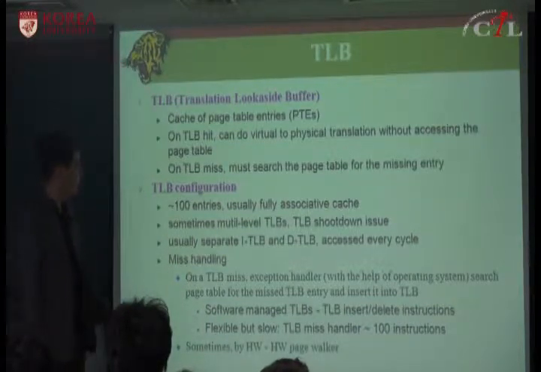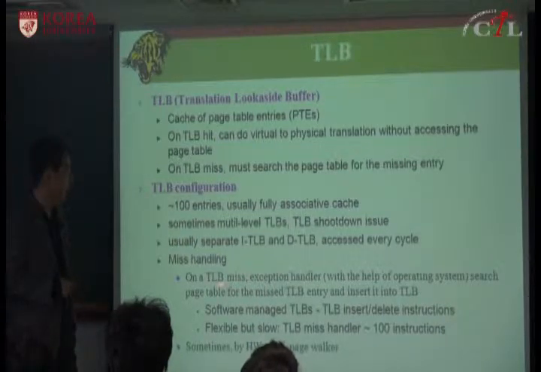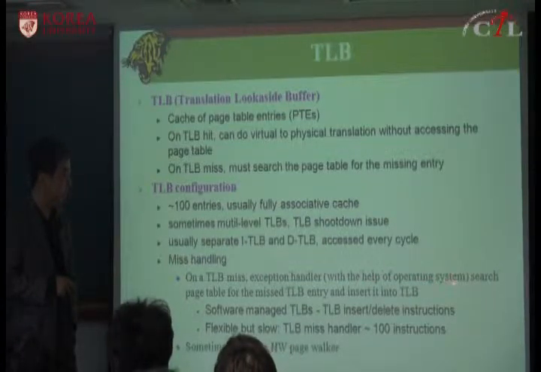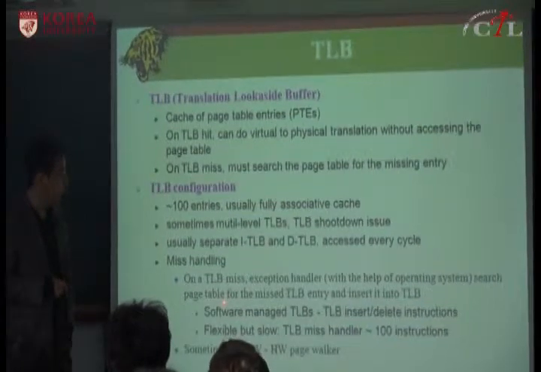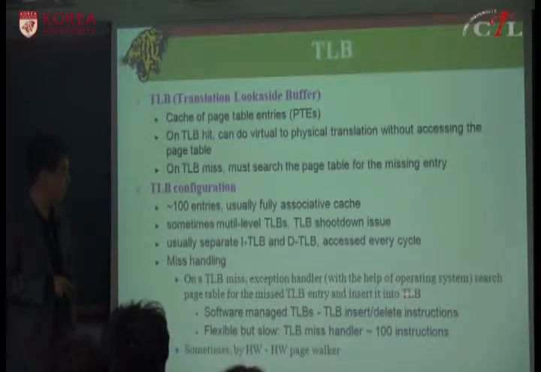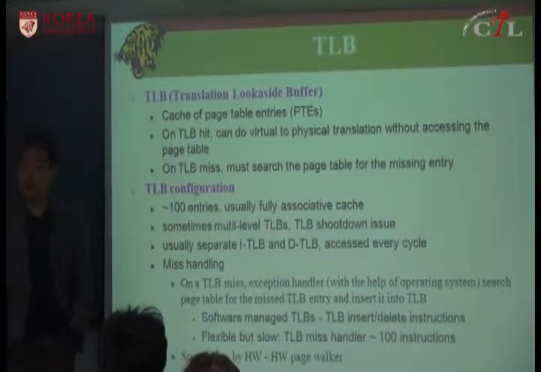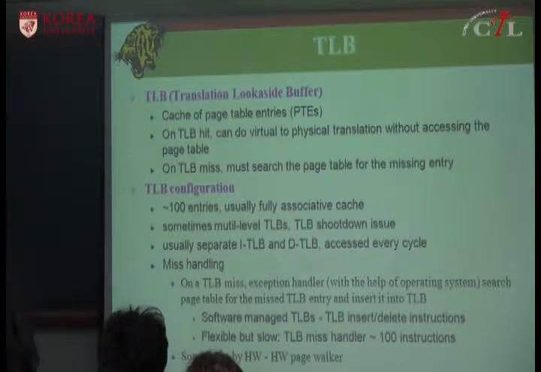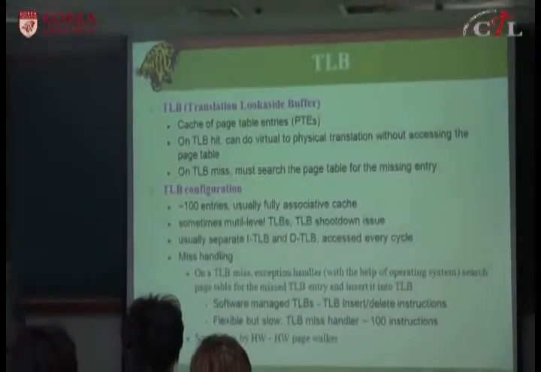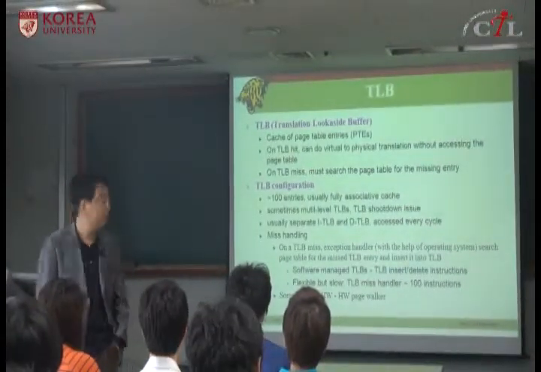Okay? So on a miss, the exception handler is invoked, and the exception handler eventually calls the operating system, and this OS code searches the page table and finds the missing TLB entry and inserts this entry into the TLB, and then it can go back and resume. So when you execute the same instruction, it does not generate a TLB miss because the TLB entry has been moved into the TLB by the exception handler. Okay?